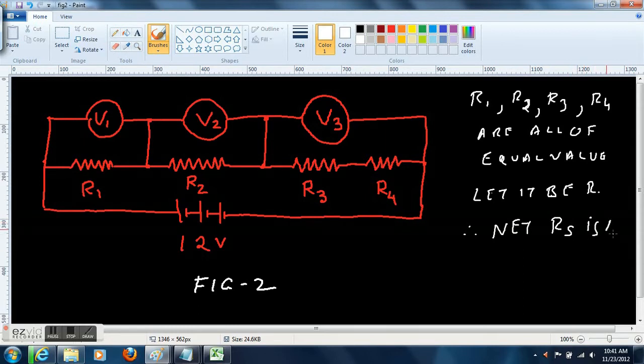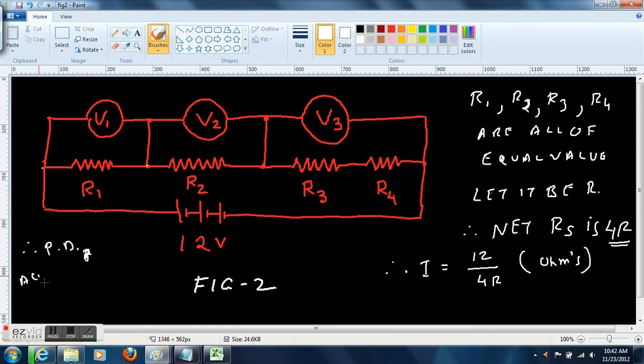Now what is the net resistance of these four resistances? It is 4R, because you just have to add them up. Then what is the current flow? Current flow is equal to potential difference divided by resistance, so 12 by 4R according to Ohm's law. Now what is the potential difference across R1? Potential difference is current flow multiplied by resistance.